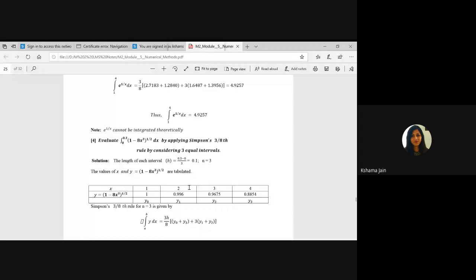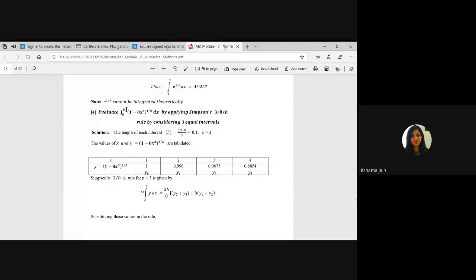Like this we take. B is 0.3 minus 0 by considering 3 equal intervals. So divided by 3, h will be 0.1. We will start from the lower value of x, that is 0.